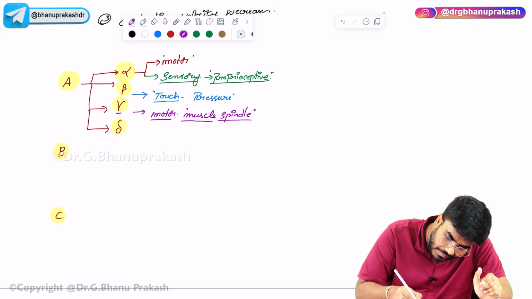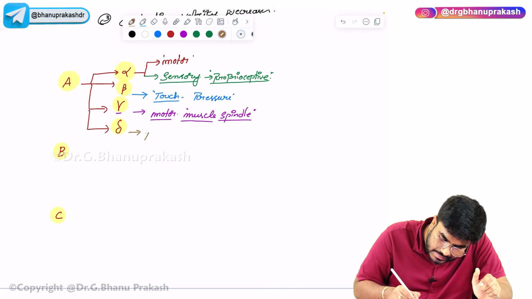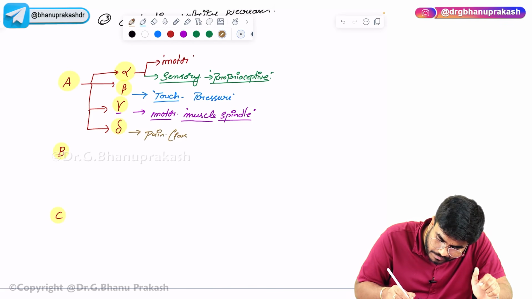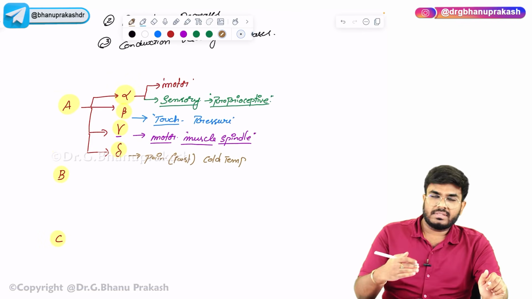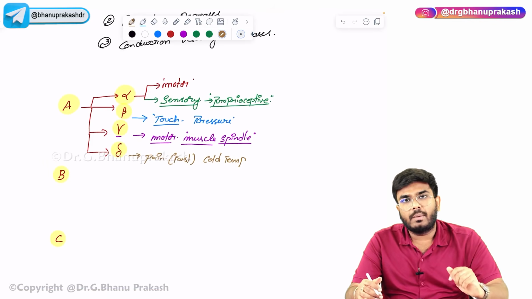Next, A delta. What is the function of A delta? It carries pain sensation. Which pain? Fast pain. MCQ: fast pain, and not only fast pain, also cold temperature. So these are the functions of A alpha, beta, gamma, delta.